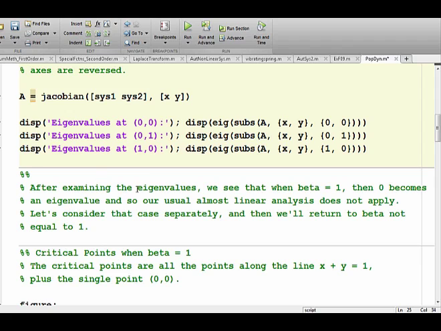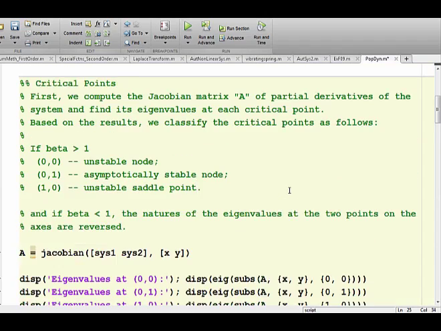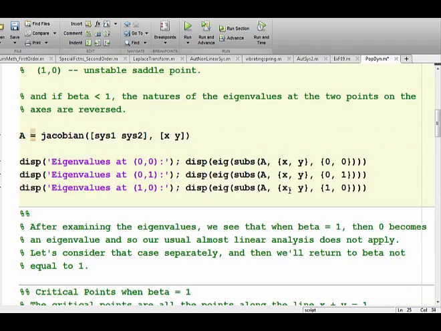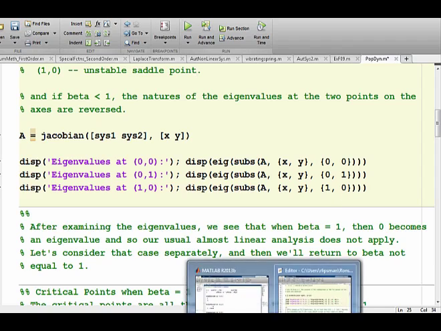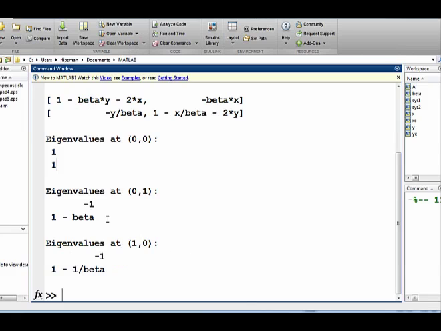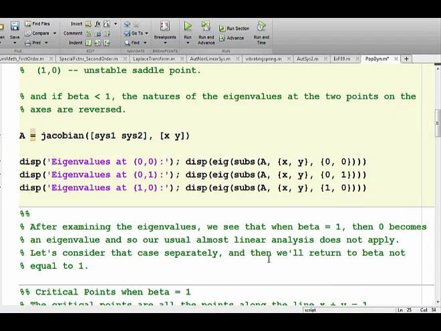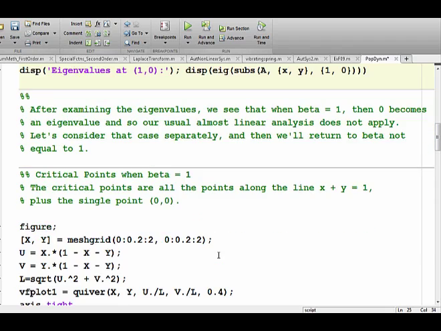Okay, so after examining the eigenvalues, we see that when beta equals 1, then 0 becomes an eigenvalue. So let's quickly look back at the MATLAB window. If beta is equal to 1, 0 becomes an eigenvalue. And so our usual almost linear analysis doesn't apply so well. So let's consider that case separately, and then we'll return to beta not equal to 1.